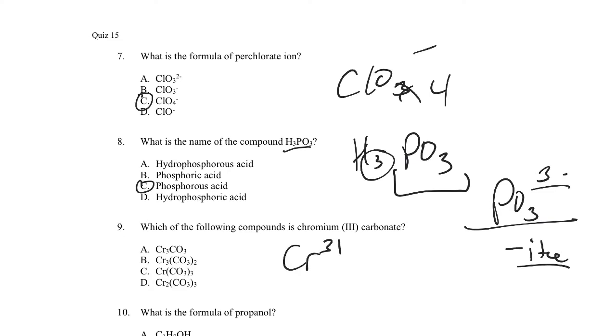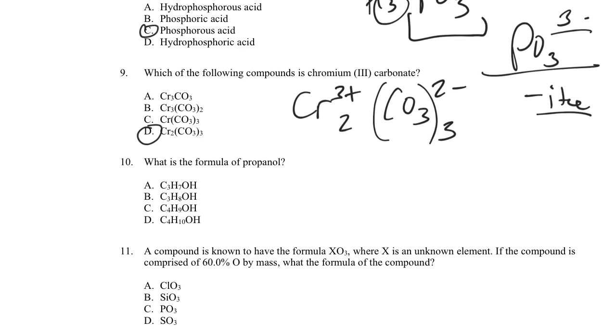Chromium 3 carbonate is chromium 3 plus, carbonate CO3 2 minus, so it's Cr2(CO3)3. D. Propanol. Propane is C3H8, so propanol will be C3H7, drop in an H, replacing with OH is C3H7OH. Sometimes we do write this as C3H8O, but we wouldn't have that extra H if we wrote it like B, so B is wrong, C is wrong, D is wrong. Those are butanols that C and D are getting at, but A would be the right answer for propanol.